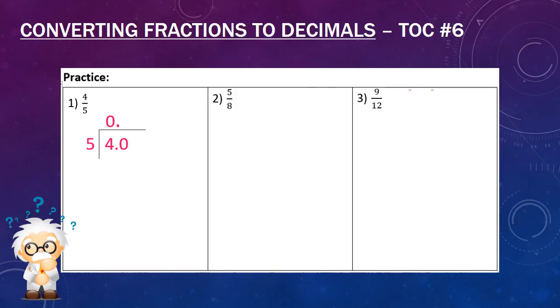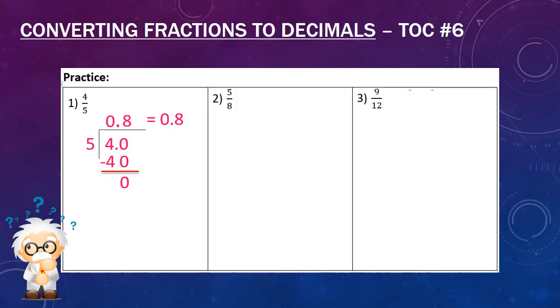Now I ask myself, what's the factor that I'm going to multiply times 5 to get to 40? And the answer is 8. You can use your fingers if you need to. 8 times 5 gives you 40. And when I subtract 40 minus 40, of course, I'm going to get 0. Once I get a remainder of 0, I am finished. And so my quotient on this problem is 8/10.